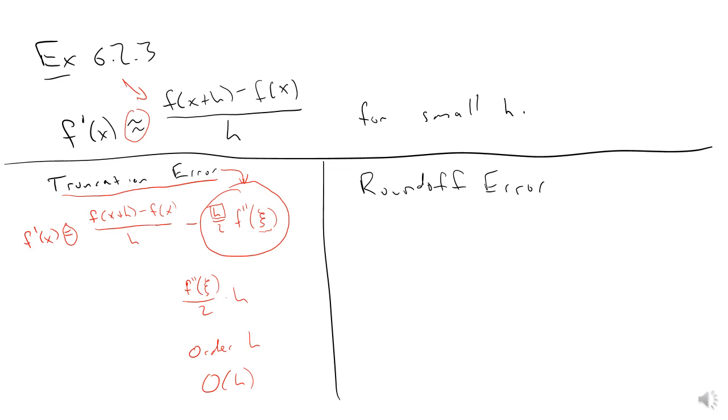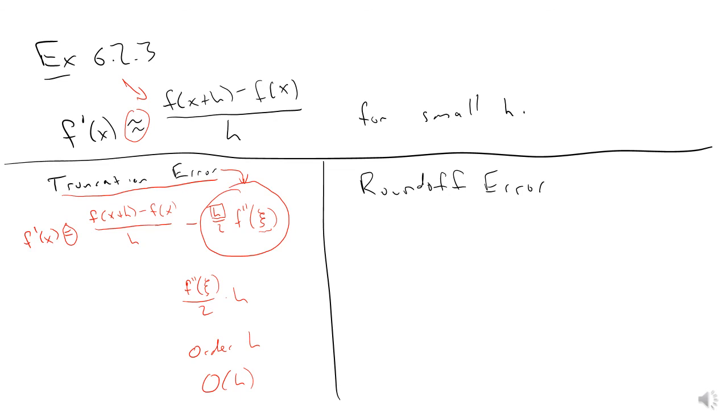So this means that the smaller h gets, the better our approximation will be. If our truncation error is a multiple of h, then if h is small, then we have a good approximation because our truncation error will also be small.